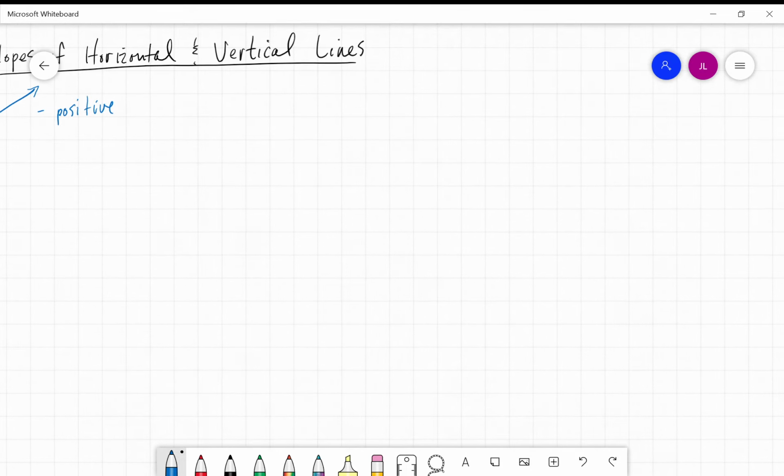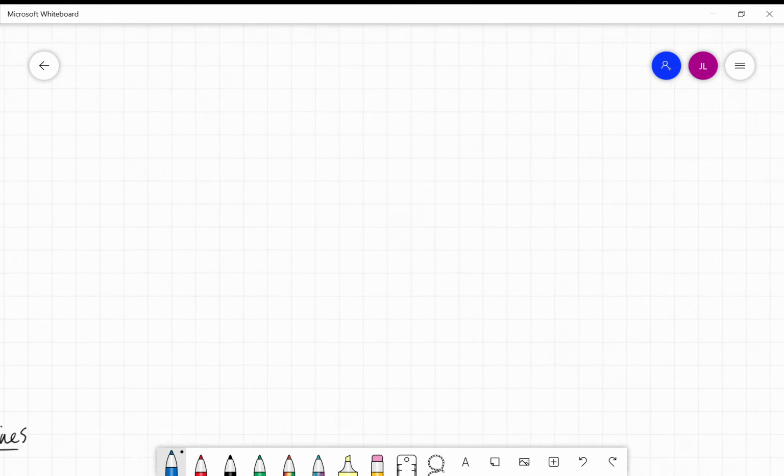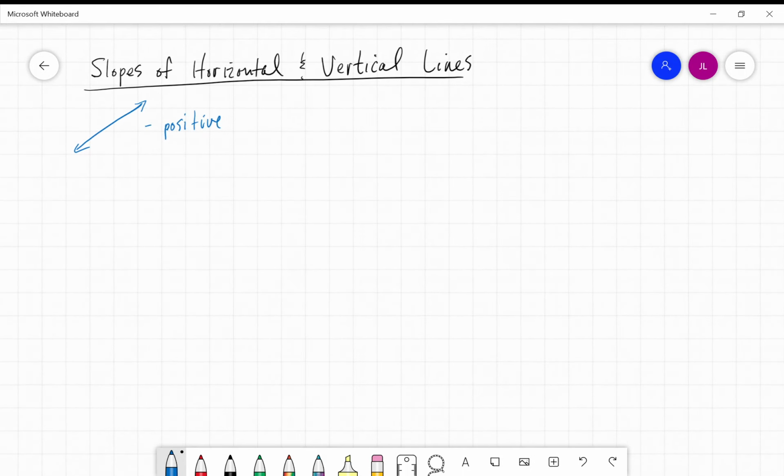And if we have a line that moves like this, this has a negative slope. So what happens when we have horizontal and vertical lines? Well, let's take a look.